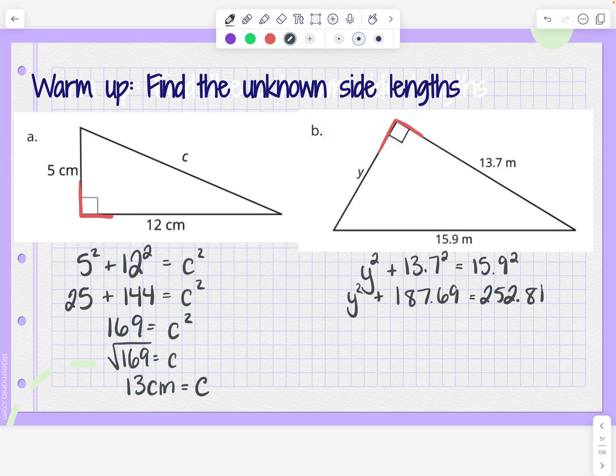252.81. On this example, I need one extra step to get y by itself. So I want to get rid of the 187.69, so that on the left side I just have y squared. When I move it over the equal sign, I do the opposite. So it's a plus 187.69 on the left side, which means I'm going to subtract 187.69, resulting in 65.12. Now I'm going to square root that, and you get that y is about 8.1 meters.